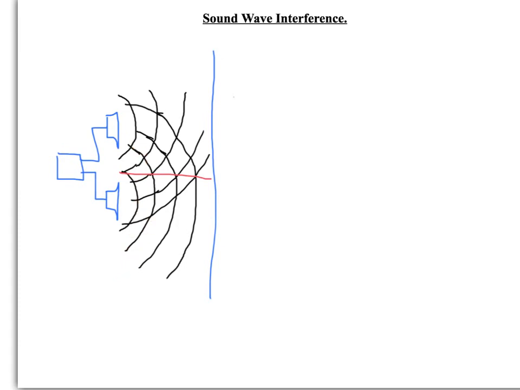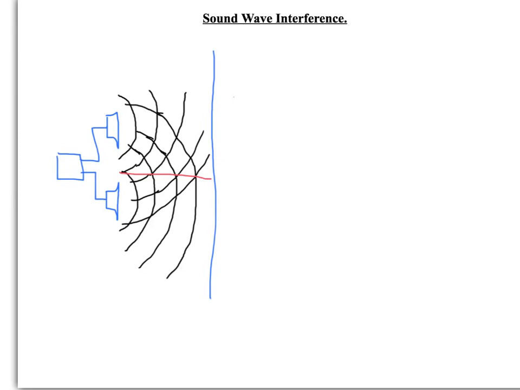And the key thing in all of these is the path difference. So if we can draw this line here, this is exactly halfway, I mean, not in this diagram, but it should be exactly halfway between the two speakers. So the waves will have travelled an equal distance to get to these points along this line. So the path difference between the waves is 0.